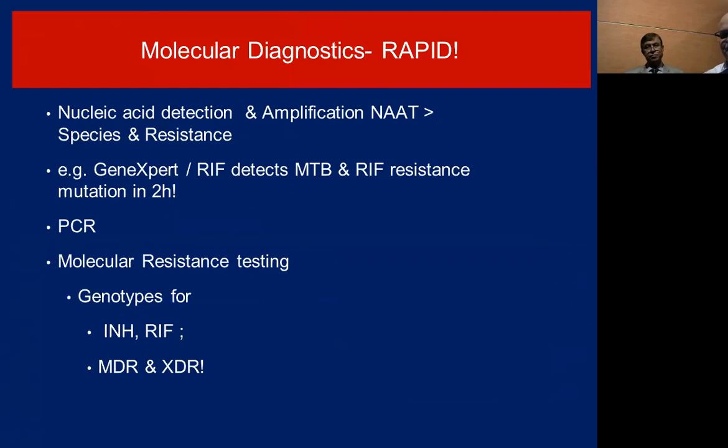Molecular diagnostics are here to help. They are rapid, and you can look for the nucleic acid with amplification of NAD, speciate, look for resistance genes. The GeneXpert can tell you what the mycobacterium is, or at least if it is mycobacterium TB, and if it's resistant to rifampin or not, which is a key anti-TB medication. You can get all that in 2 hours. That's medicine in the modern age. To wait for 6 weeks for something to grow is totally ridiculous in this day and age.